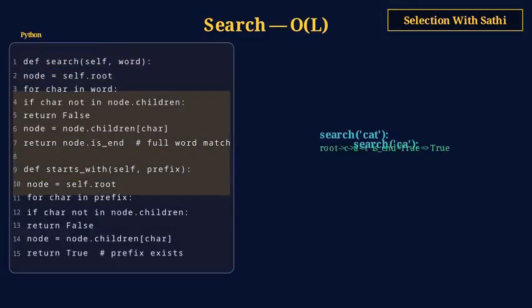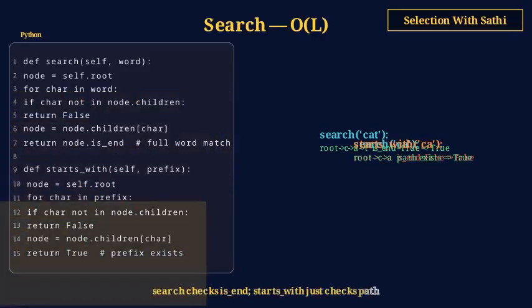Look at lines 3 through 5. For each character, check if it exists as a child. If any character is missing, the word is not in the trie. Return false. Line 6, move to the child node.